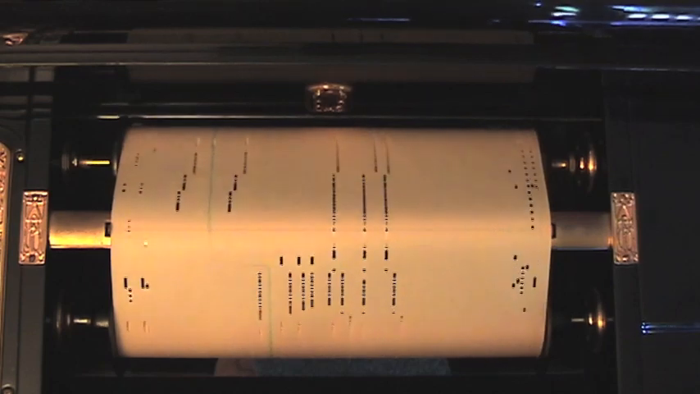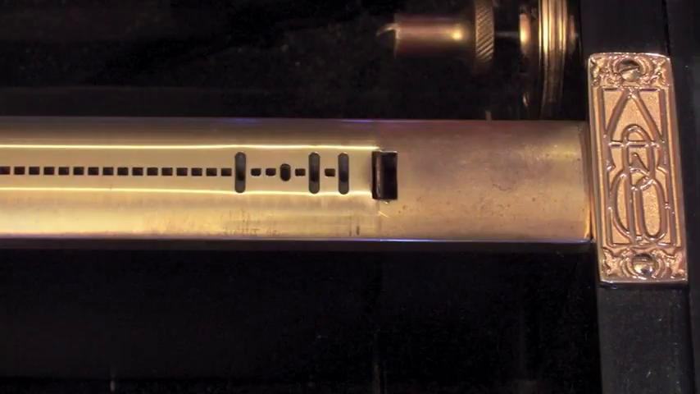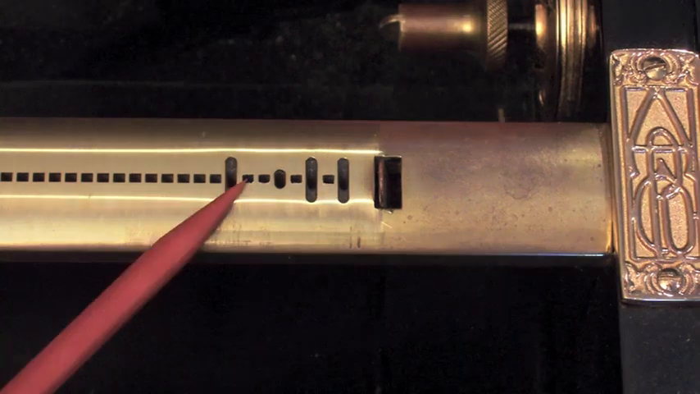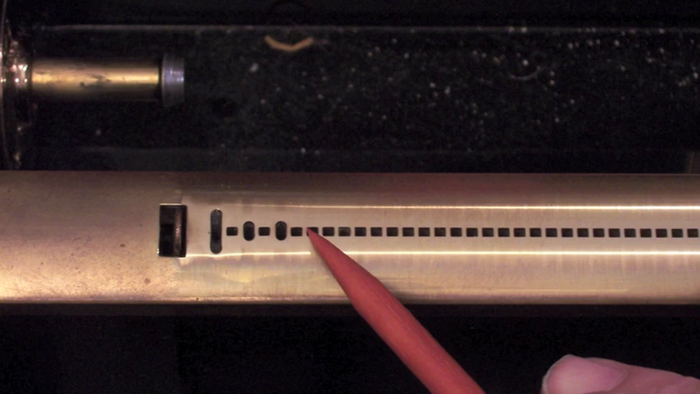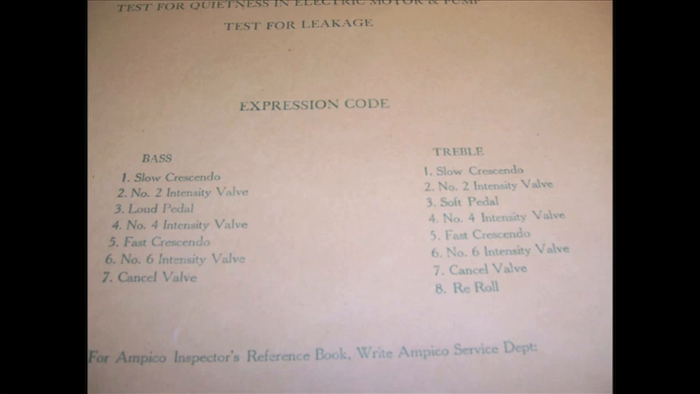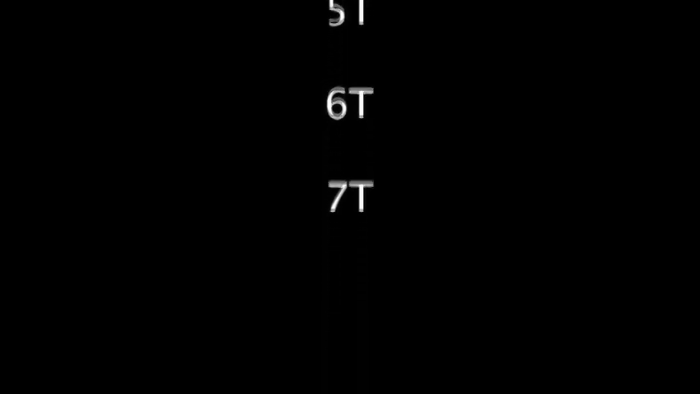As background, we need to clarify terms and identify the expression holes in the tracker bar. The Ampico A tracker bar has holes that control expression at each edge, 7 on the treble side and 7 on the bass side. We identify the holes by counting from the outer edge. If the hole is on the treble side, we place a T behind the whole number. If the hole is on the bass side, we place a B behind the whole number.